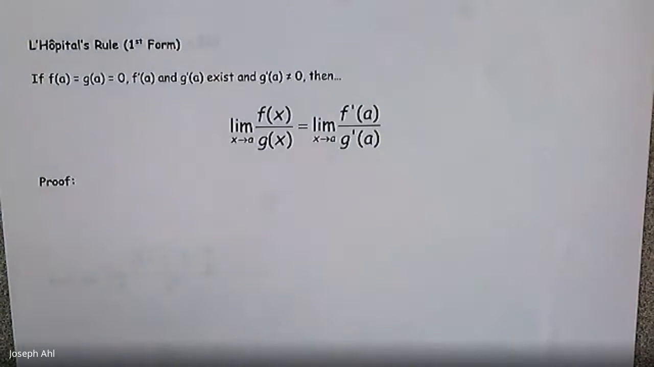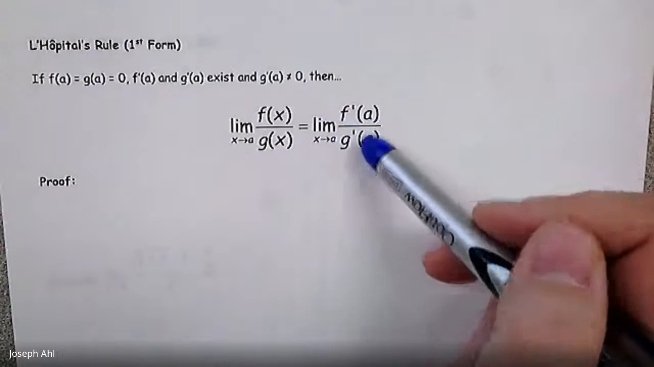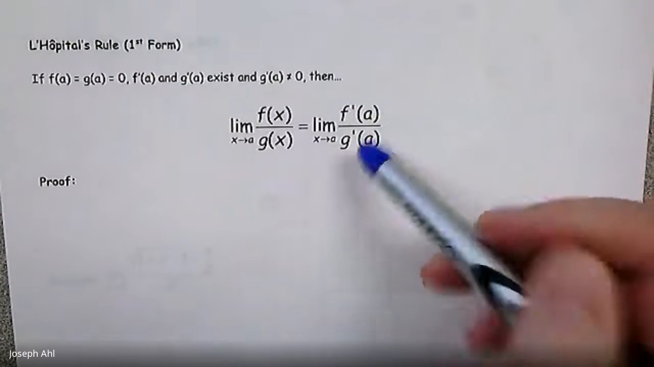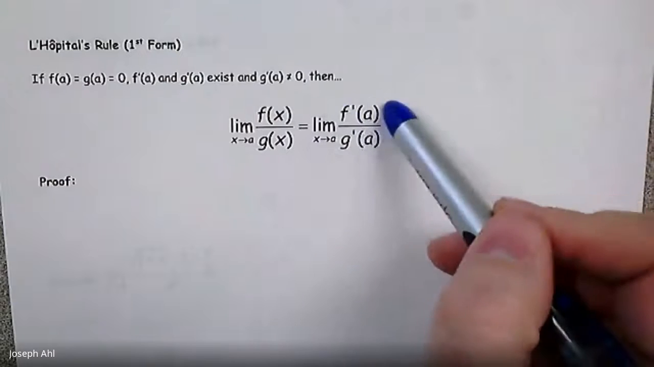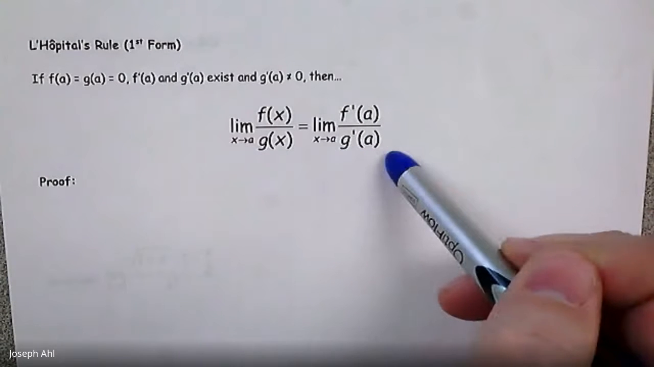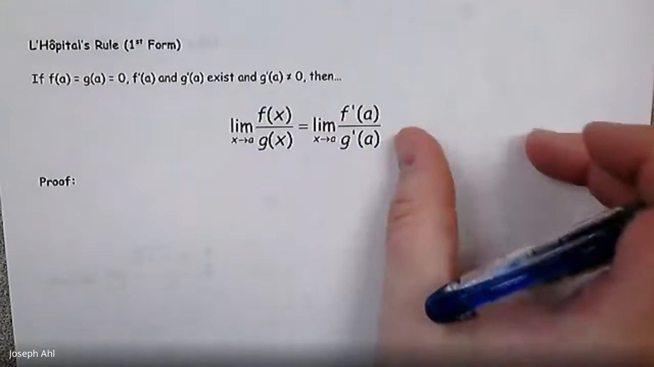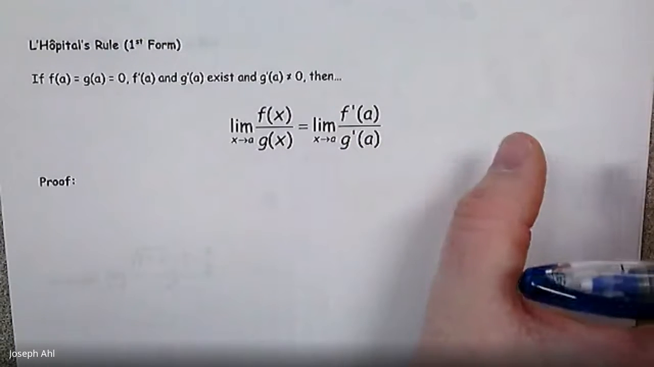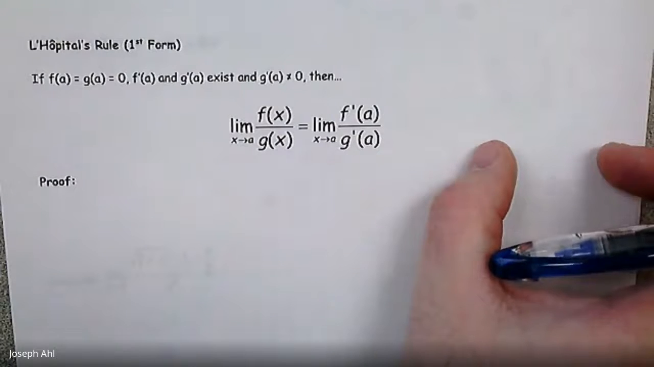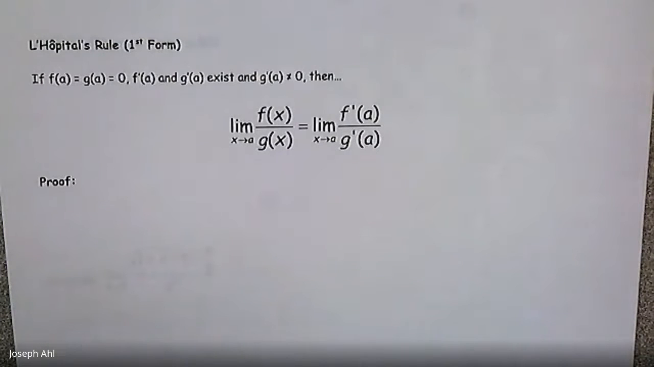So what we can do to get around this case where we get 0 over 0 is we can take the derivative of the top and bottom. Okay, it's not using the quotient rule. It's the derivative of just what's in the numerator, derivative of what's in the denominator. Plug in that value of a, and if that's not 0 over 0 anymore, then that is the limit. And I can prove to you that that actually does work.